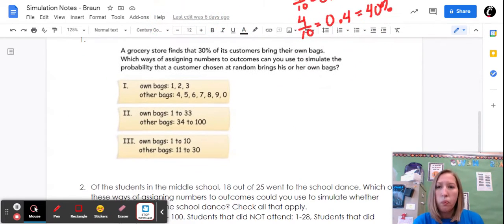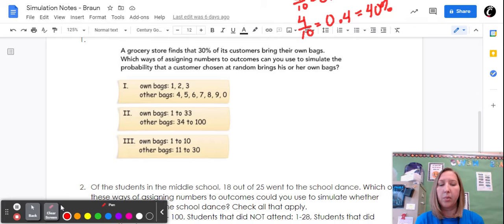All right, so this one says a grocery store finds that 30% of its customers bring their own bags. Which ways of assigning numbers to outcomes can you use to simulate the probability that a customer chosen at random brings his or her own bags? All right, so we're going to look at each of these and we're going to take a look at the probability. We're going to take a look at how we assign the numbers and what that looks like.